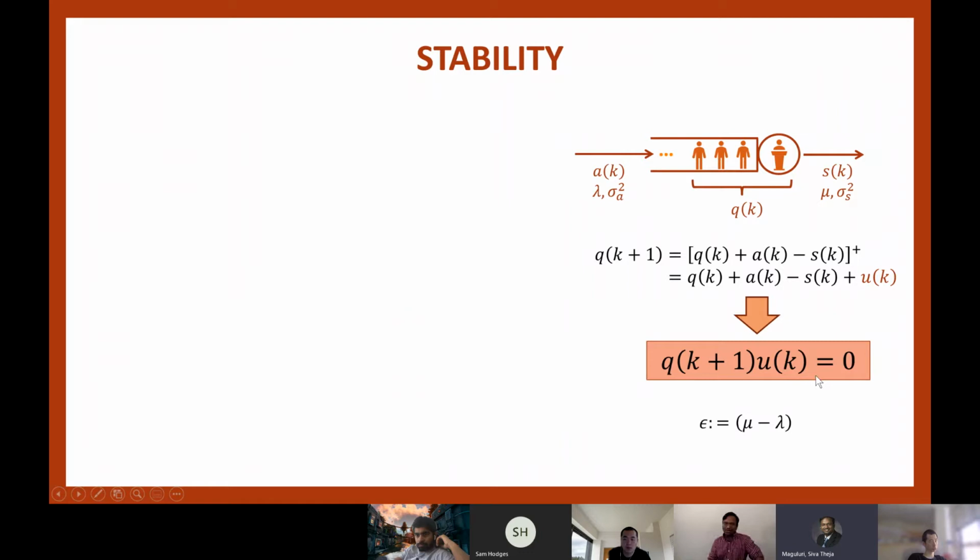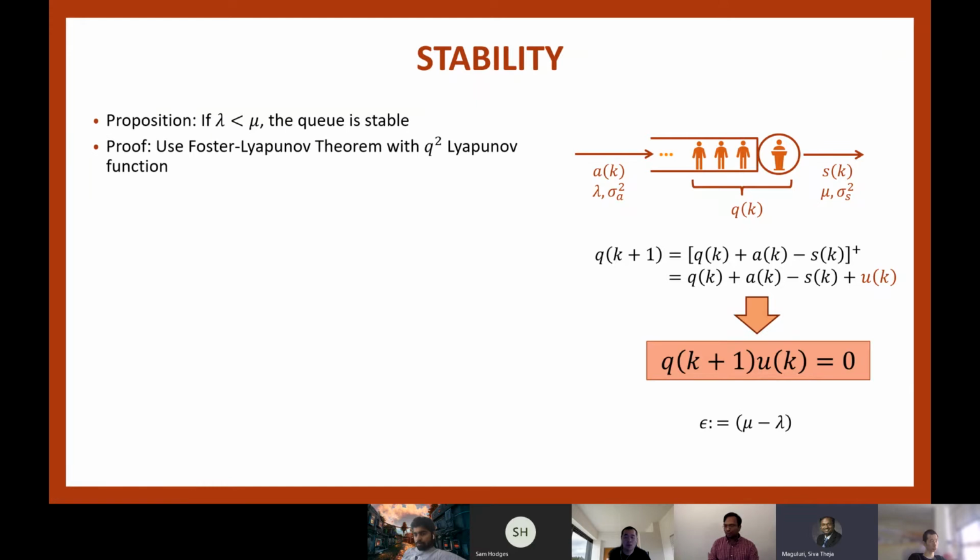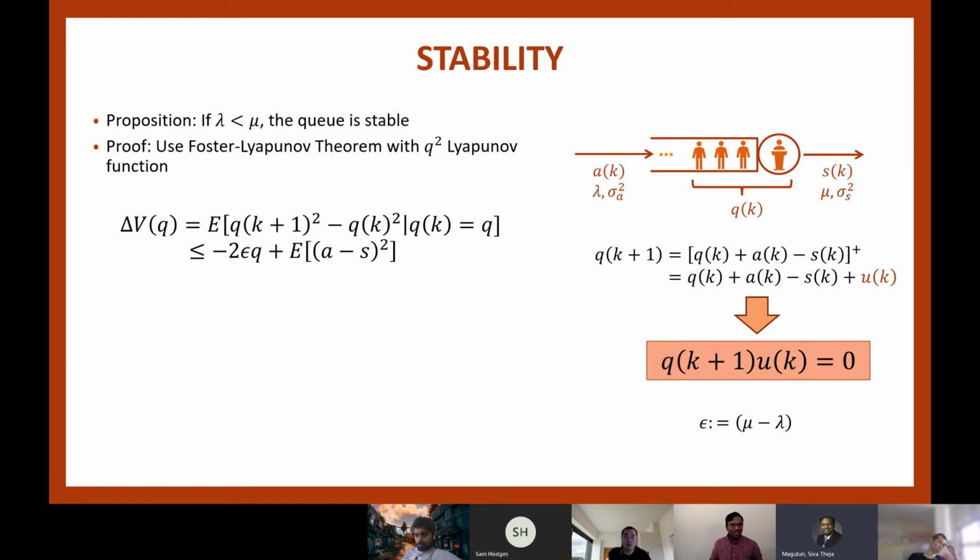OK, and so we have lambda and mu. We'll use epsilon to denote mu minus lambda. So suppose lambda is less than mu, that is epsilon is greater than 0, then the Q is stable. By stable, I mean it's positive recurrent. And to show this, all you have to do is use the Foster-Lyapunov theorem using Q squared as a Lyapunov function. So look at the drift of Q, and then it's basically Q_{k+1} squared minus Q_k squared. Substitute for Q_{k+1} using this. Expand the whole thing using the binomial theorem.